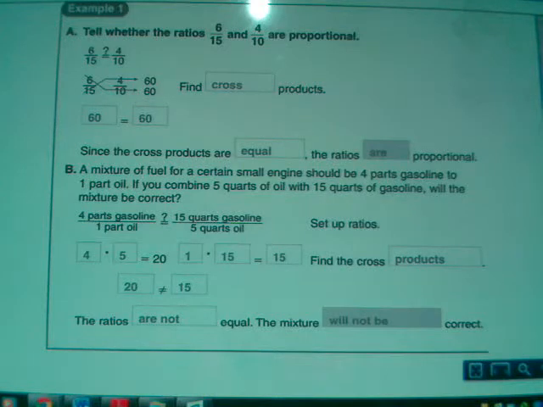All right, so in essence, what they're asking me is, are these proportional? Well, the way to check that is to, again, multiply the diagonals. On the one diagonal, I have 4 times 5, which is 20. On the other diagonal, I have 15 times 1, which is 15. Since I got different numbers here, the answer is going to be no, these are not proportional, or in other words, the mixture is not going to end up being correct because the numbers are out of proportion.